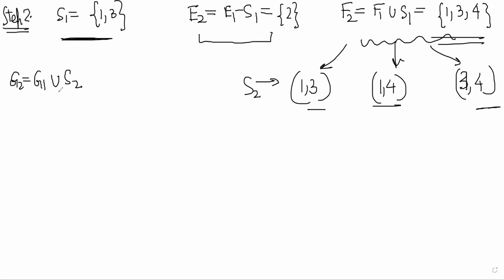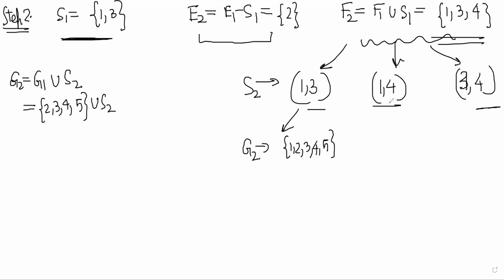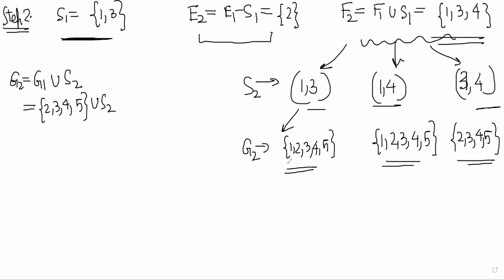And G2 is G1 union S2, and G1 is 2, 3, 4, 5, right? G1 was 2, 3, 4, 5. And if you do union S2, G2 here will become 1, 2, 3, 4, 5. But 1, 4 union with this will again give 1, 2, 3, 4, 5 here. And 3, 4 union with this will give 2, 3, 4, 5, right? These are the options for G2.